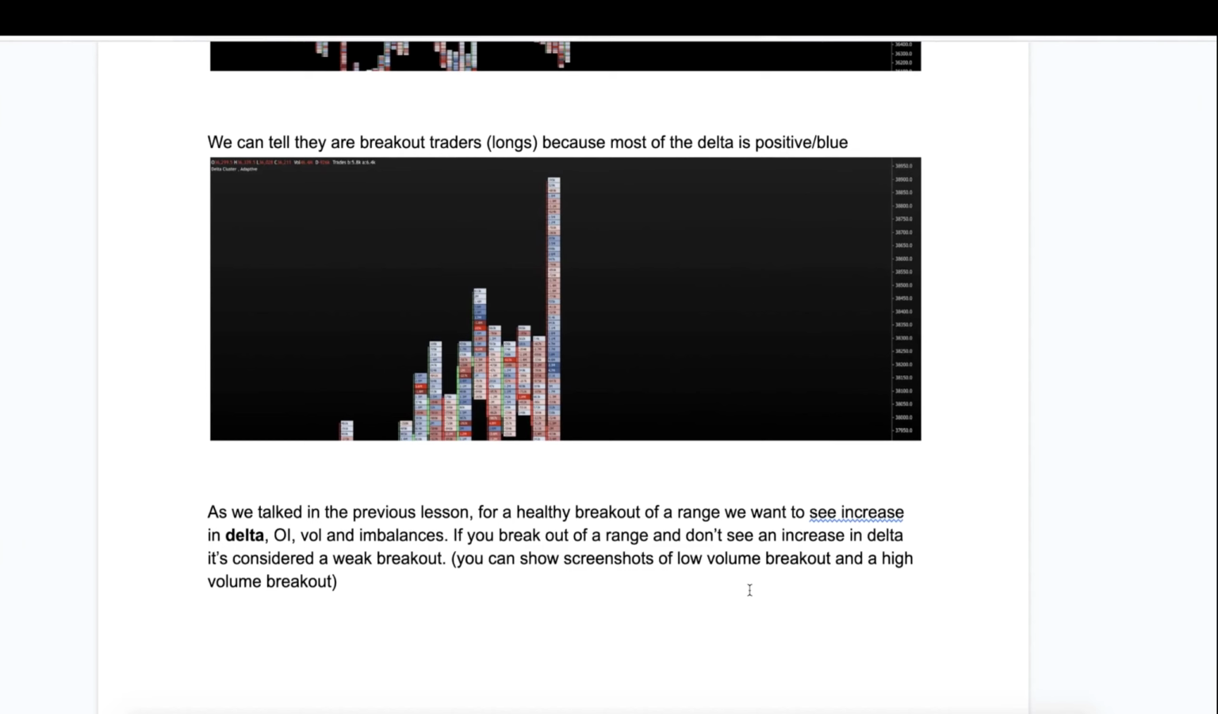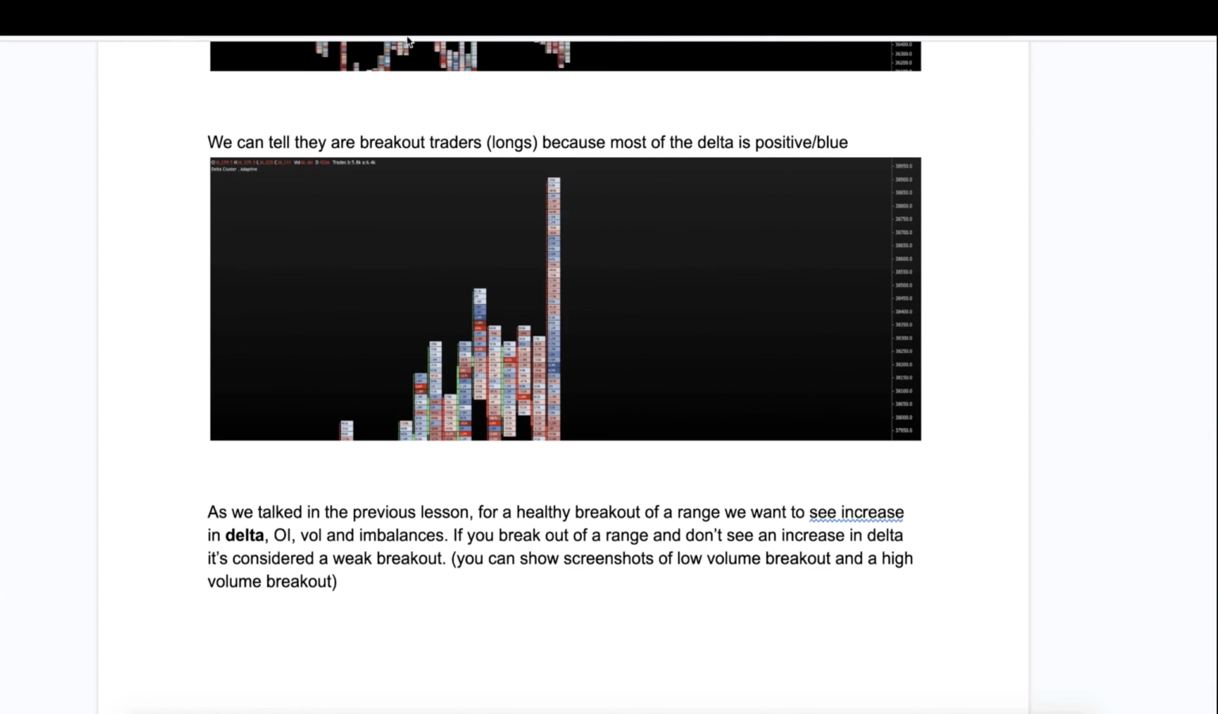So now we need to talk a little bit about open interest, because we talked about this a little bit in the previous session, but if we're looking at the breakout of a range, we want to see an increase in delta, we want to see an increase in open interest, we want to see an increase in volume, and we want to see an increase in imbalances, okay?